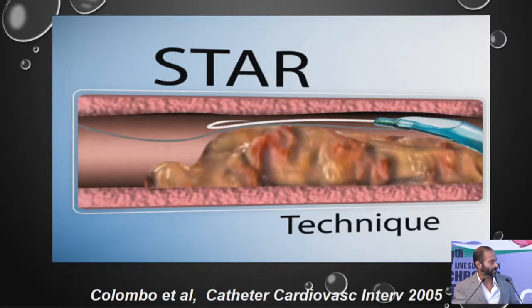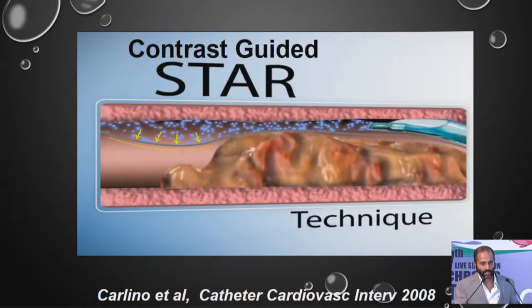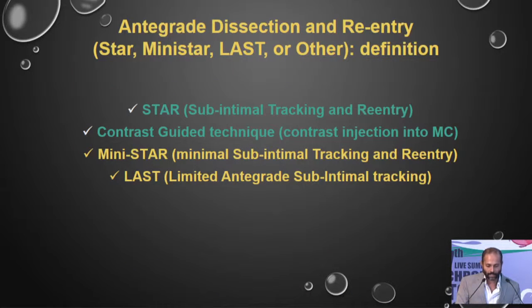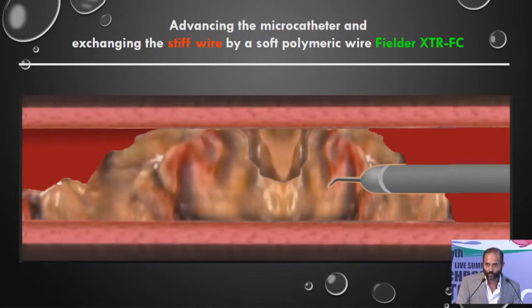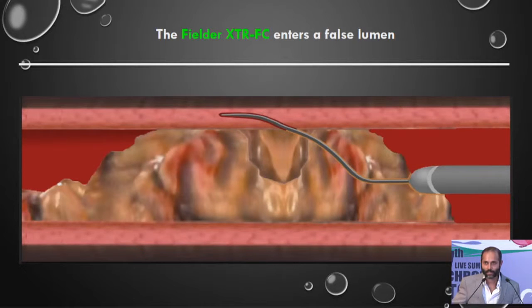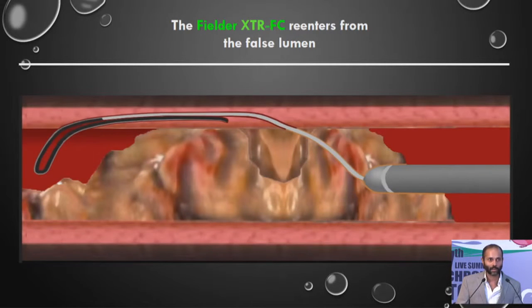STAR essentially is you're just trying to get into the subintimal space and taking a knuckle. Contrast STAR is when you're using the hydraulic dissection that the contrast can help achieve to create a dissection plane, and then you follow it up with a knuckle. And mini STAR and LAST are the other two strategies that can be used. Again, this is where you penetrate the CTO body, get in with an XT or an FC, XTR, a Mongo, Fighter, any wire that knuckles fairly easily, get into the false lumen and push it really hard, and then it accidentally gets into the true lumen.